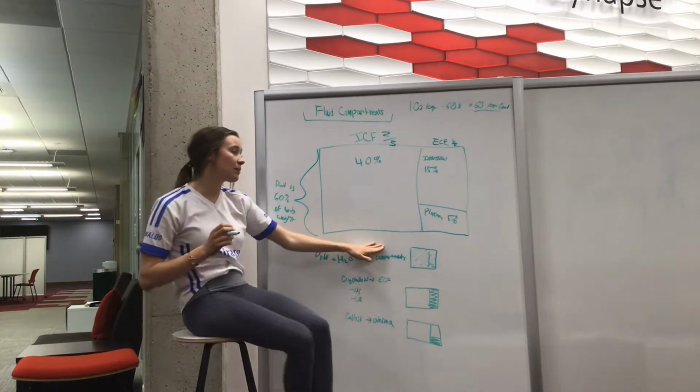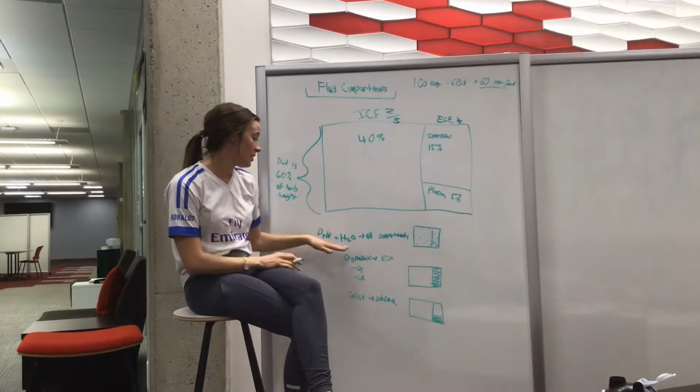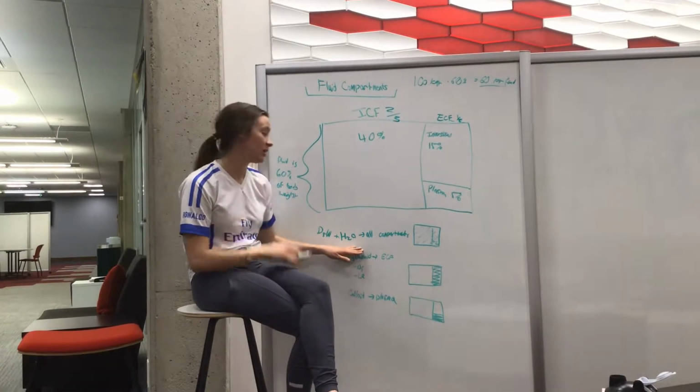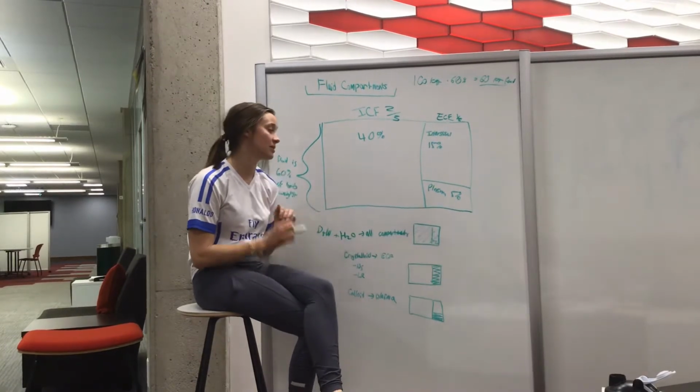So moving down, I want to talk about the different fluids that you can give someone intravenously. The first one I want to go over is D5, which is dextrose, which is sugar water, and then water. This distributes to all compartments.